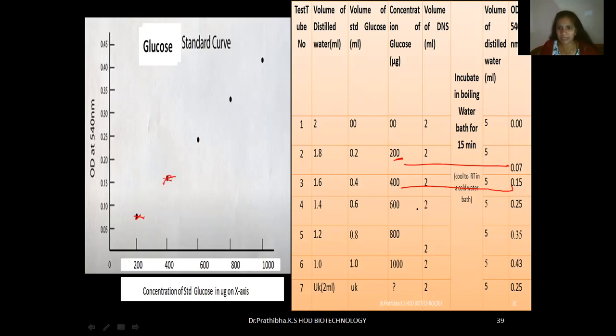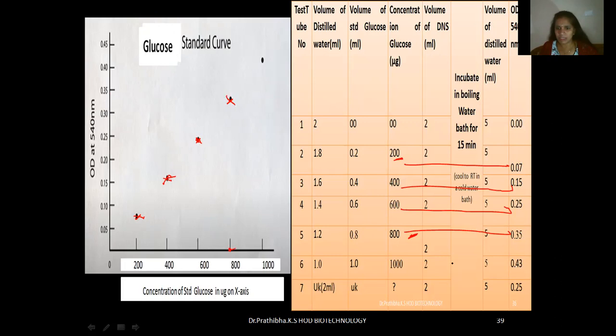And again for the 600 concentration, this is 0.25. The concentration of glucose will be here and you need to find where 0.25 will come. So put one cross mark in the graph sheet. Here I have not used the graph sheet, you need to use a graph sheet. Then for the 800 concentration, I got 0.35. So I need to search where is 0.35 and put one cross mark here.